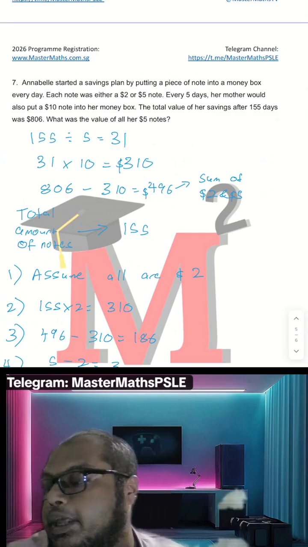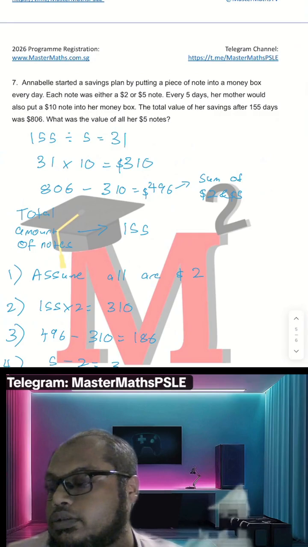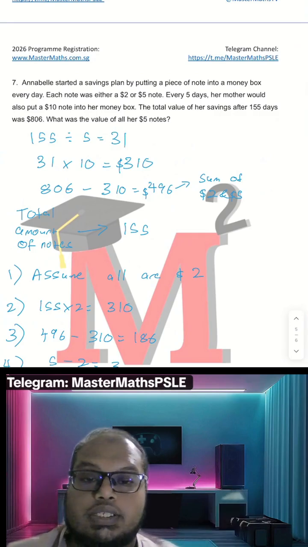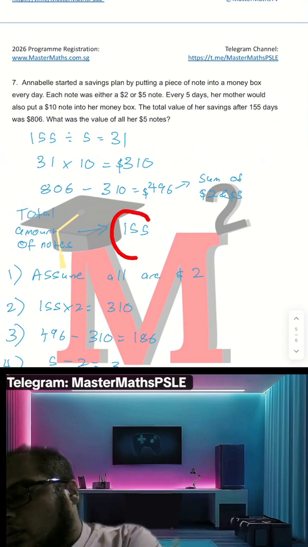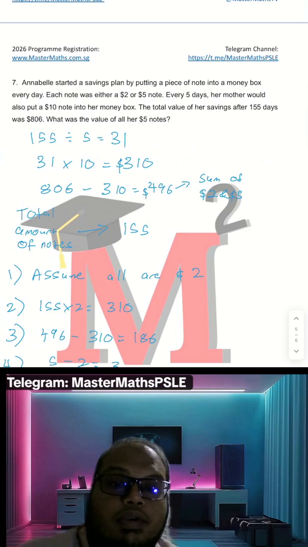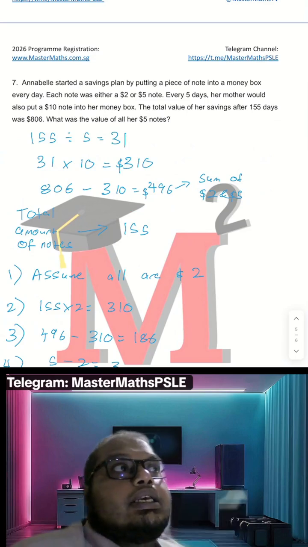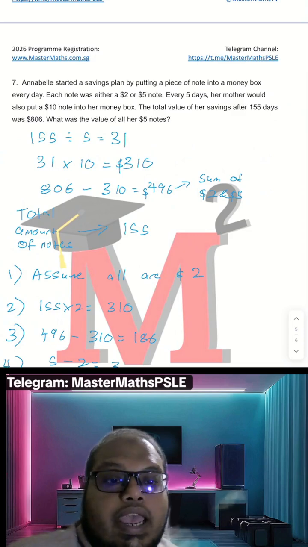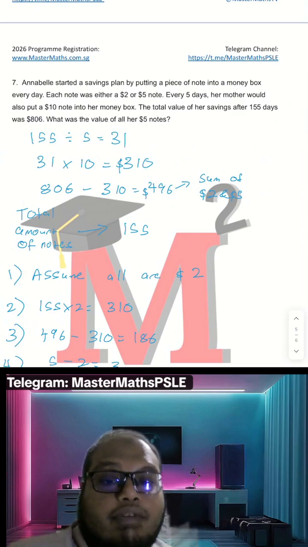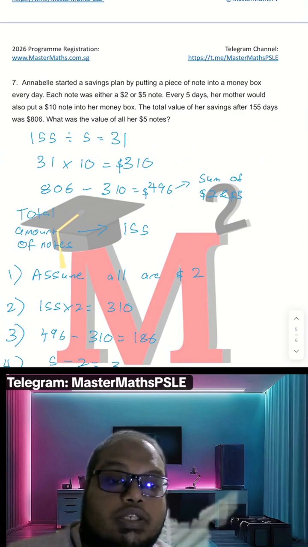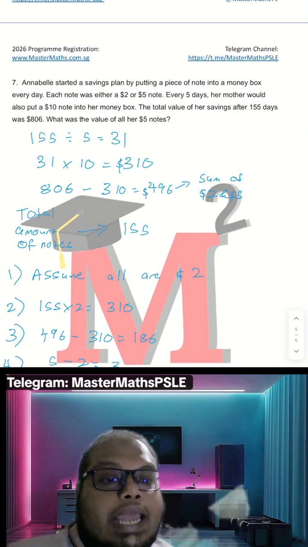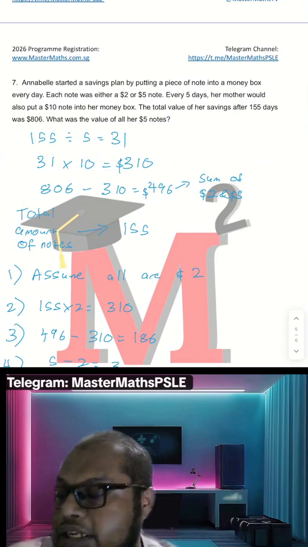The next part is the total number of notes. Your total number of notes is 155, because there are 155 days and every day is $2 or $5. The $10 was just extra, and they never told you about the number of notes in the question. So I don't have to subtract, I can just use 155.